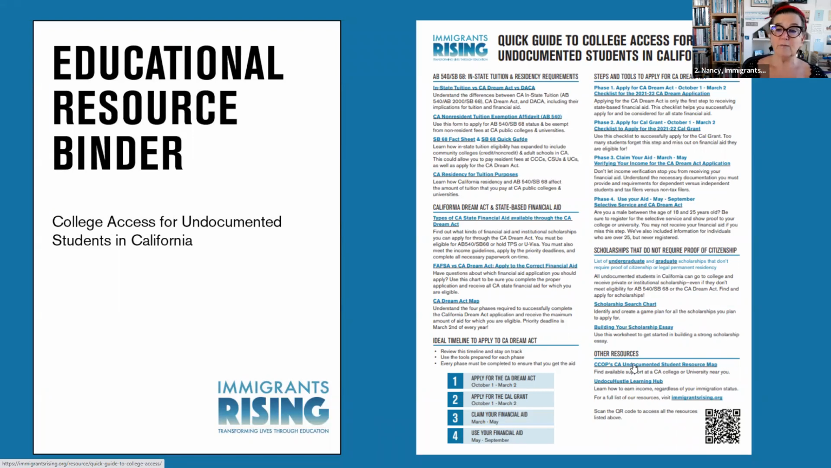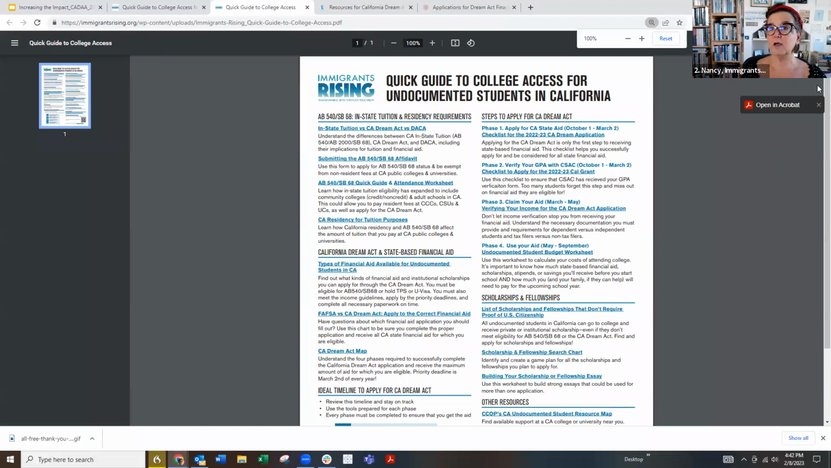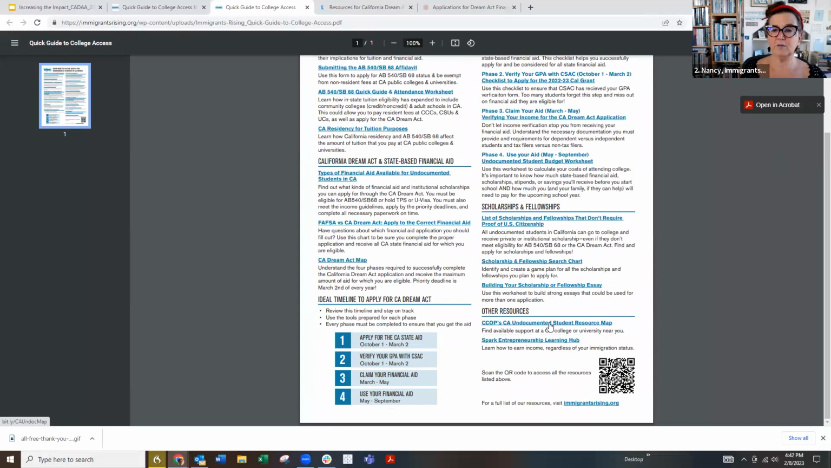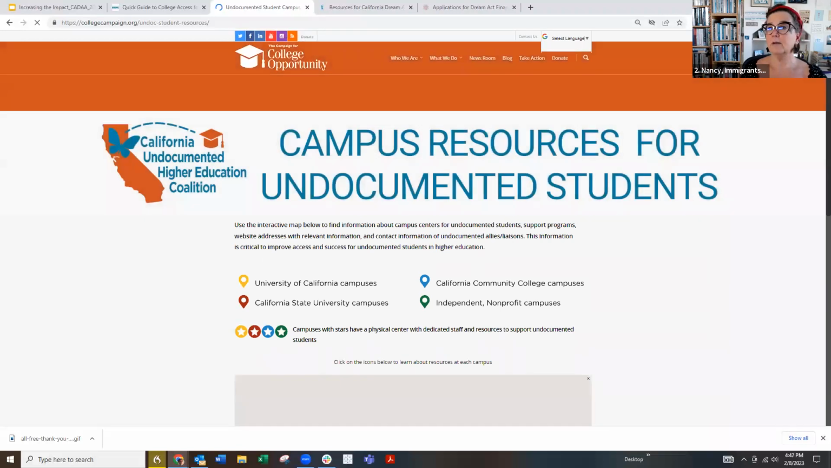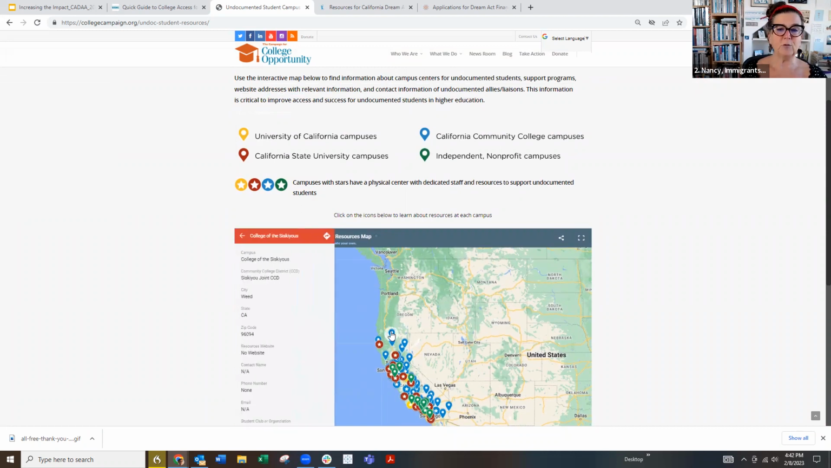The map, which is the CCCOP's undocumented student resource map. I'm not sure if you guys have seen that before, but if I just go to download this guide and I go to the CCCOP's California Undocumented Student Resource Map, this map actually has information listed for colleges and universities throughout the state, for UCs, CSUs, CCCs, and independent colleges. If you click on any of those links, it'll bring you to, this is College of the Siskiyous, where they're located, if they have a website, and contact information. Anybody that has a star actually has an undocumented student resource center, so definitely think about that.